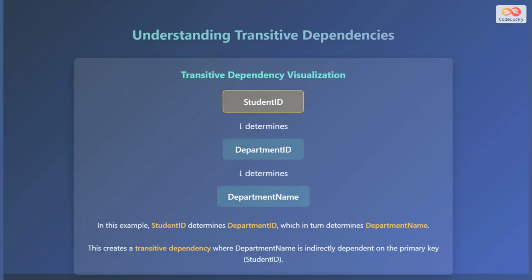Let's visualize this transitive dependency. We start with the student ID, which is our primary key. The student ID determines the department ID. Then the department ID determines the department name. As you can see, the department name is indirectly dependent on the student ID because it goes through the department ID. This is precisely what we mean by a transitive dependency. The department name depends on another non-key attribute for its value.